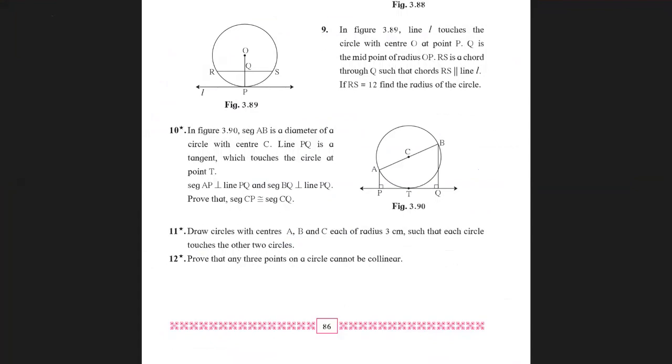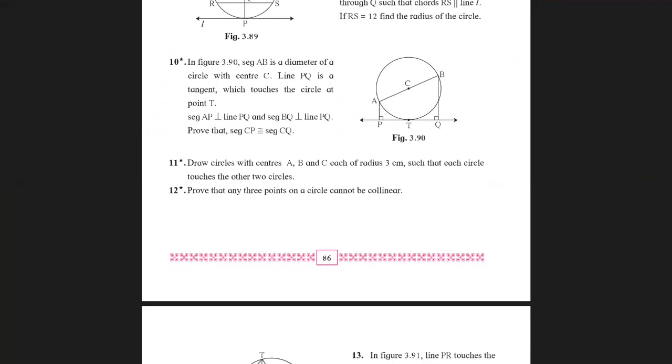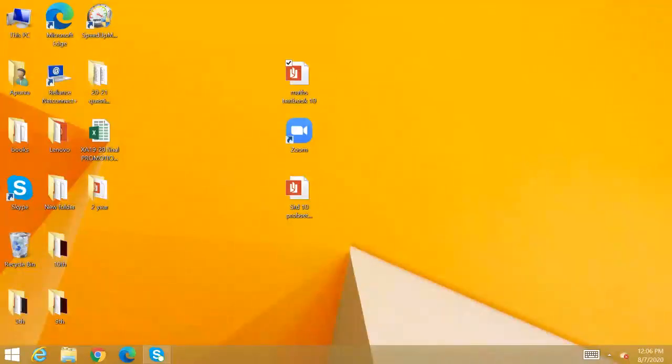Today we begin with question number 11. Draw circles with centers A, B and C, each of radius 3 centimeters such that each circle touches the other two circles. So let's see how to do this.